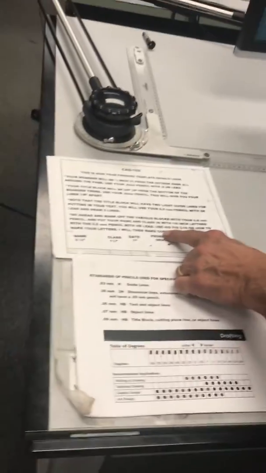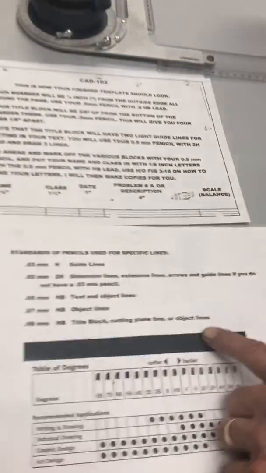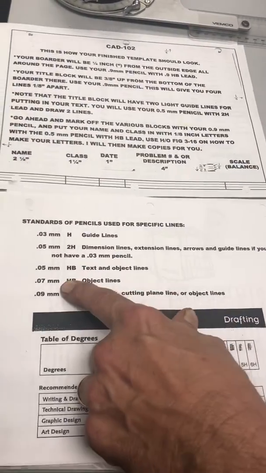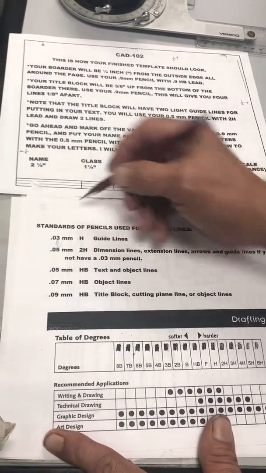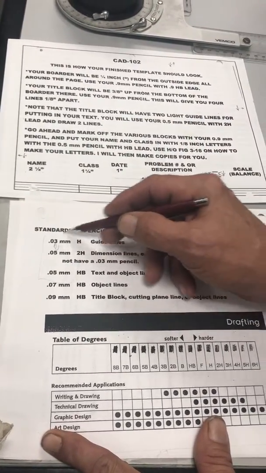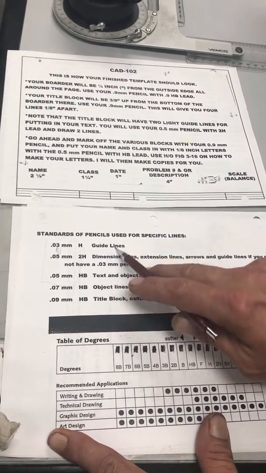Hey CAD-102, I want to go over real quickly how to tape down your paper, how to get it square, and also I want to go over these handouts here, your actual template, how to do your template. And if you can get a shot of this right here, this actually shows you what lead we're not going to use. We're going to use the 0.5 for both of these here. So your 0.5 essentially is going to be used for your text, your object lines, dimensioning, and your guidelines.